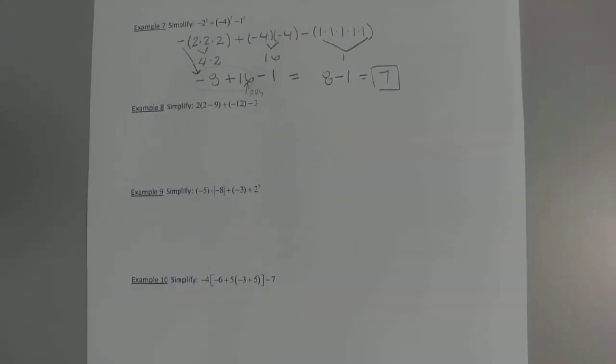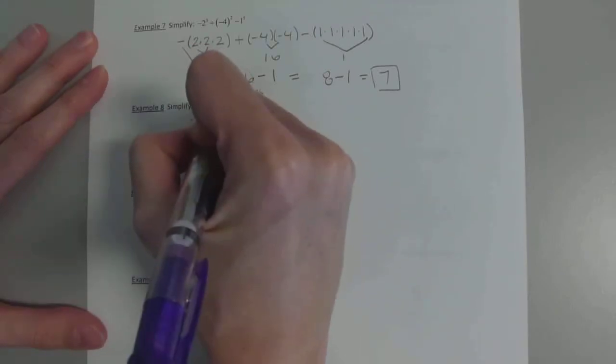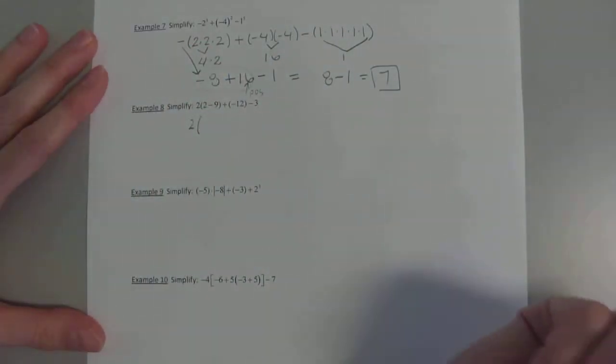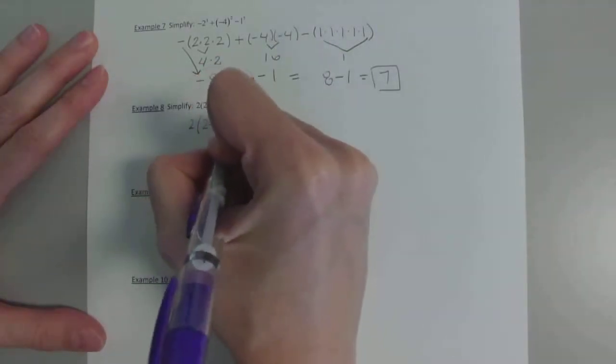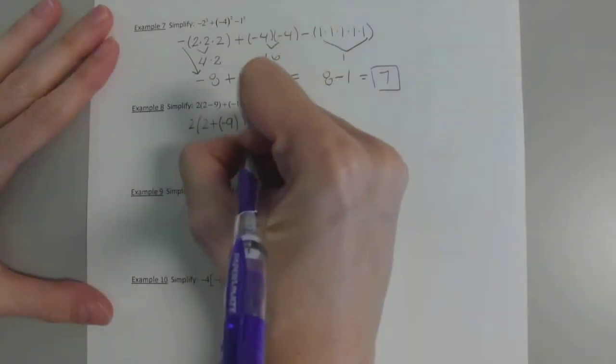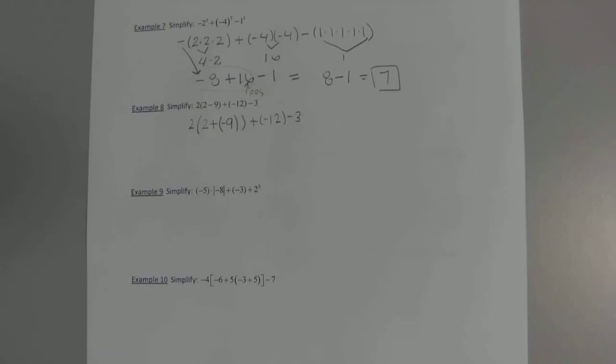PEMDAS, P, parentheses, the first thing we're going to take care of, so we're going to take care of that 2 minus 9 first. So this 2 hangs out, and then in here, I'm going to write it as an addition problem. So the 2 stays the same, the minus changes to a plus, and the 9 changes to negative 9. Okay? So all I did was say, hey, it's subtraction with integers. I know how to do that if I make it an addition problem. The front number stays the same, so 2 stays the same. The subtraction changes to addition, and what's the opposite of 9? Negative 9. Then I'm just going to have plus negative 12 minus 3 tagging along.